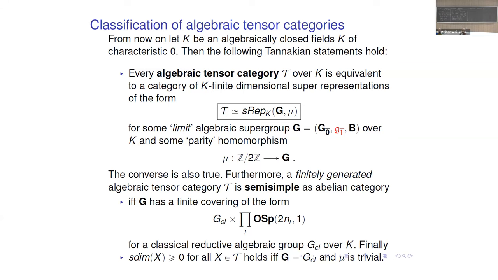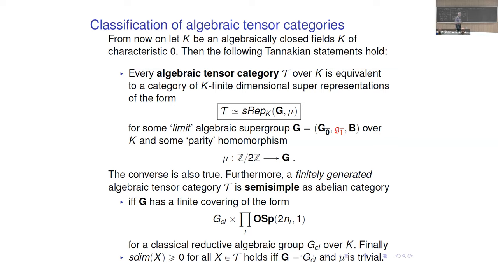The main statement, a Tannaka statement, is that every algebraic tensor category, at least if it's finitely generated, so generated by tensor products of finitely many elements, is a representation category of some supergroup. This supergroup then is a finite dimensional Lie supergroup. But you can get rid of this finitely generated condition because every tensor category is a union, an inductive limit, of finitely generated subcategories. So in general, in the classification theory, you have to replace it by a projective limit of algebraic supergroups.